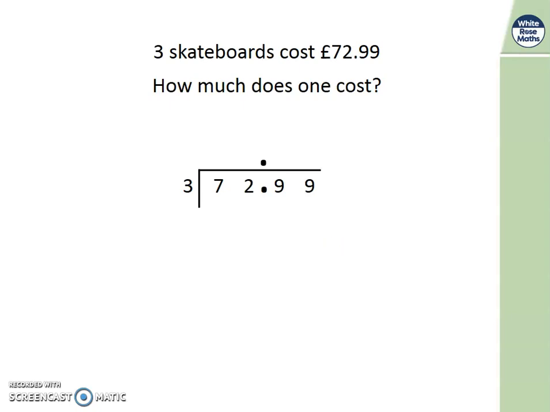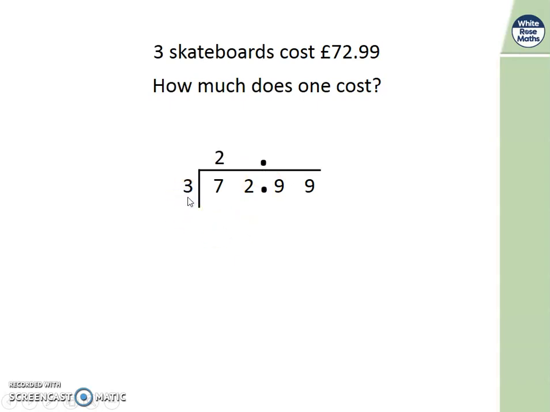If I have 3 skateboards costing £72.99 altogether, how much would it cost for one of those skateboards? So I'm going to take that £72.99 and I'm going to share it out across the 3 skateboards. I've recorded it like this, and as you can see, the decimal point from the calculation goes there, and I'm ready with my answer by putting this decimal point in here.